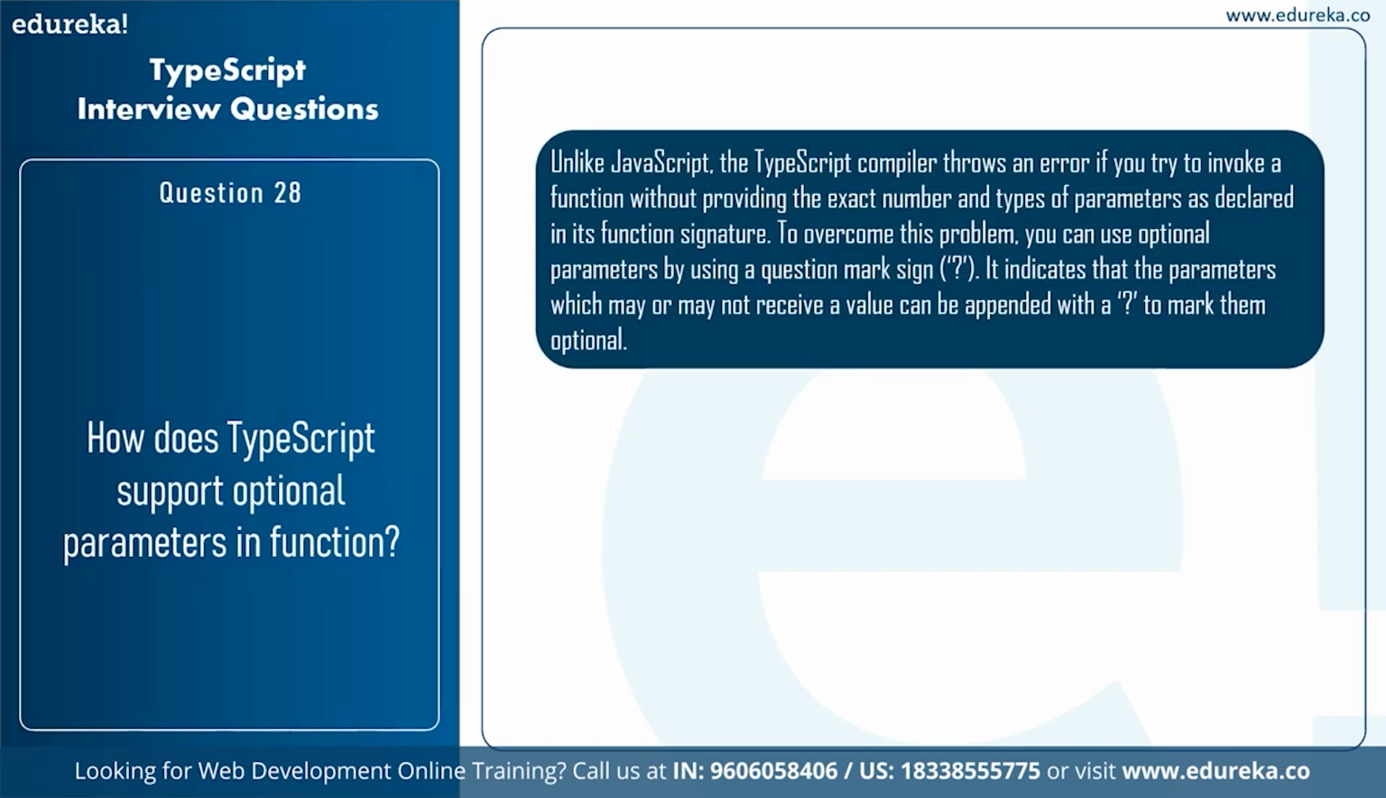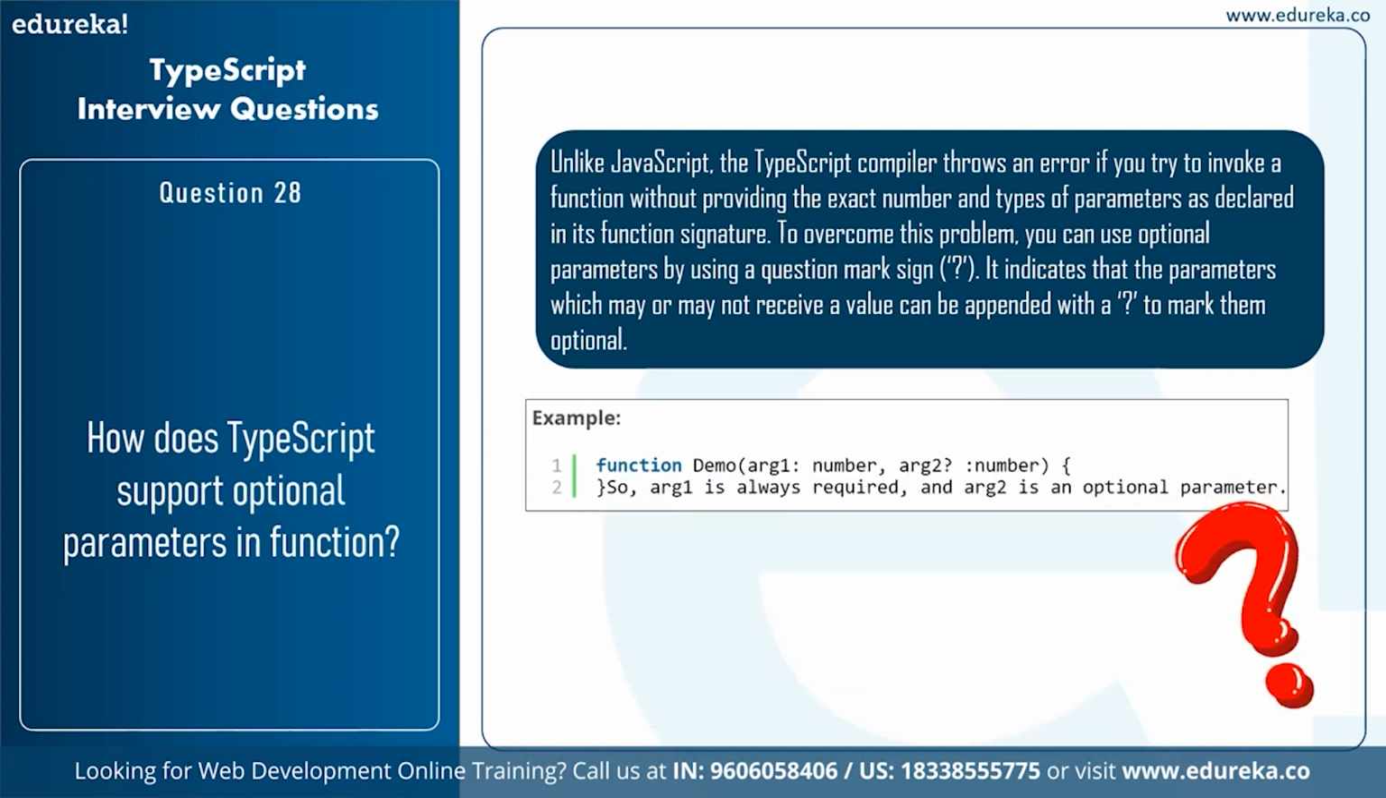Now, unlike JavaScript, the TypeScript compiler throws an error if you try to invoke a function without providing the exact number and types of parameters as declared in its function signature. To overcome this problem, you can also use optional parameters by using a question mark sign. Parameters which may or may not receive a value can be appended with a question mark to mark them optional.